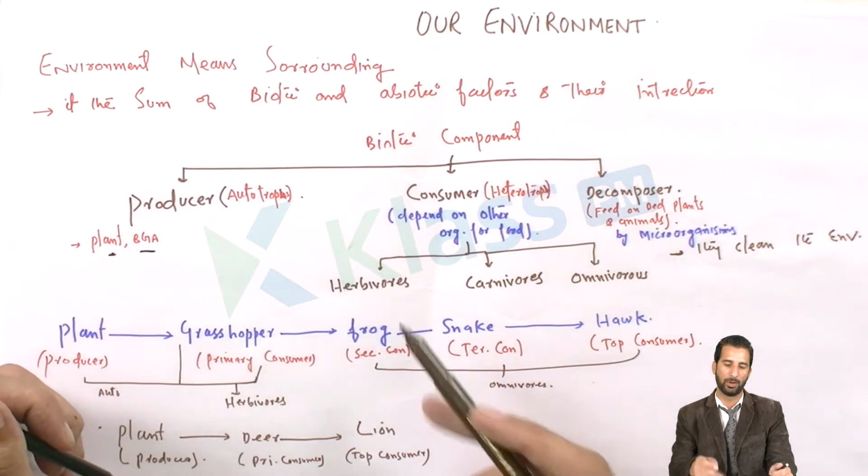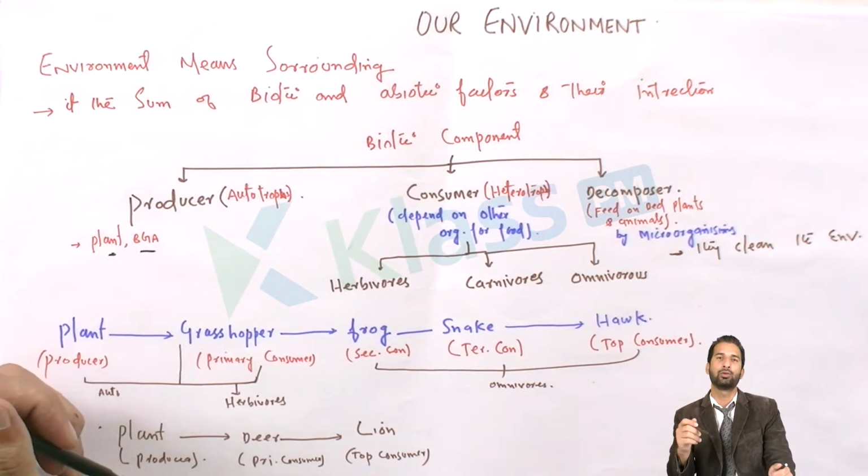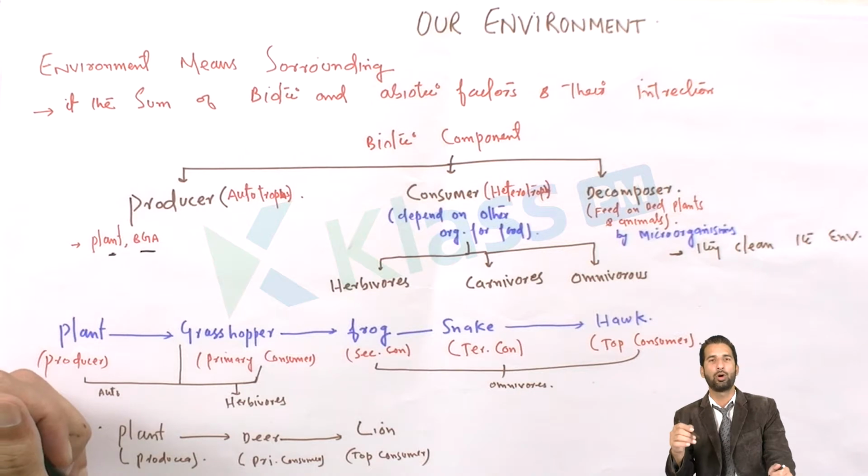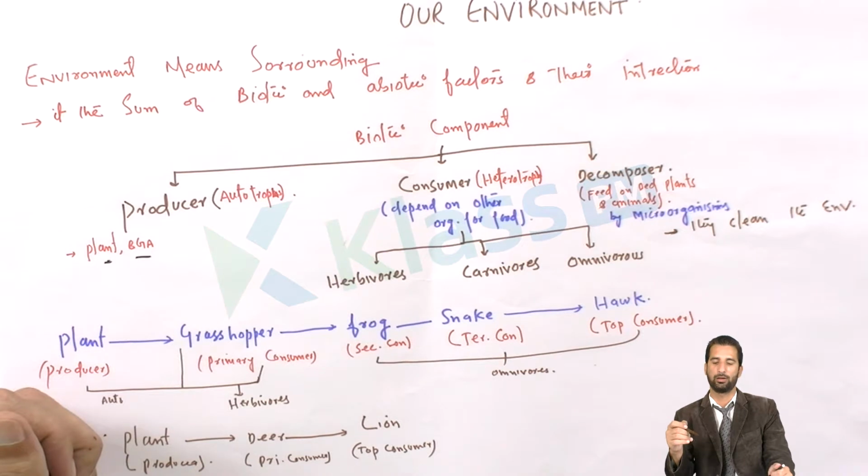One is the herbivore. Herbivores means those organisms which eat only herbs, grasses or plants. Next in the series is the carnivore. Carnivores are also called the flesh-eating animals. Those animals which eat only flesh, which eat only meat, are called the carnivores. And next in the series, after carnivore, is the omnivores. Omnivores means those organisms which eat both plants as well as animals. They are called the omnivores.